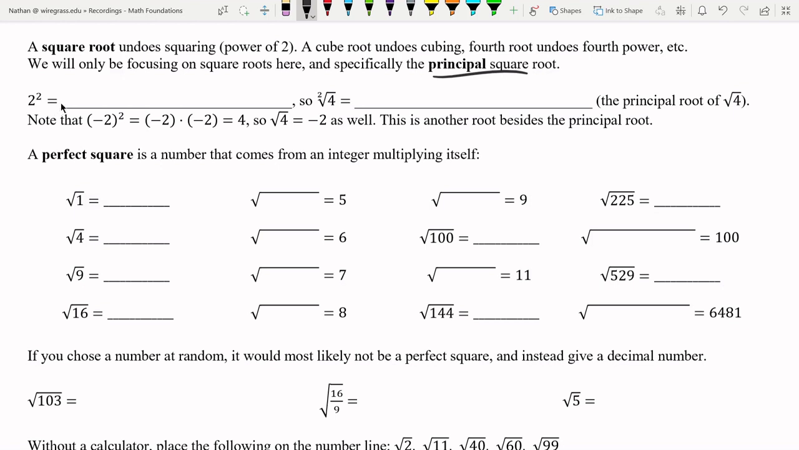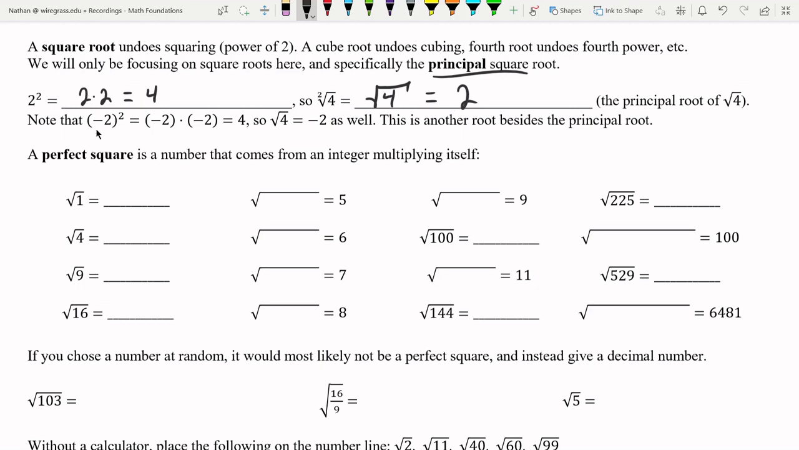So 2 squared is the same thing as 2 times 2, which of course is just 4. That means that the square root of 4, which is also going to be written just like this without the 2 written there, because square roots are used so frequently. Now this is the same thing as saying 2, because 2 squared equals 4. That means the square root of 4 is 2. That's what the square root does. This is called the principal root of the square root of 4, positive 2.